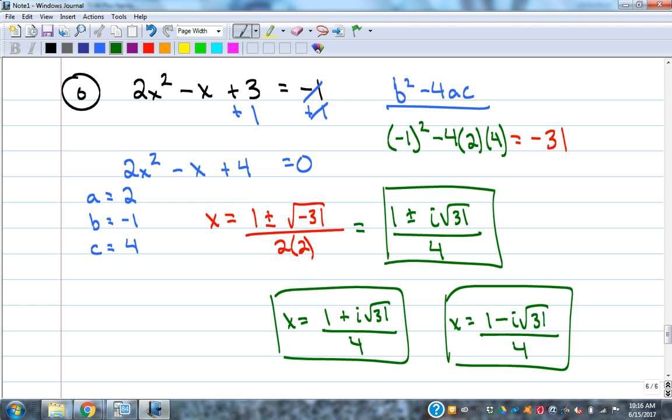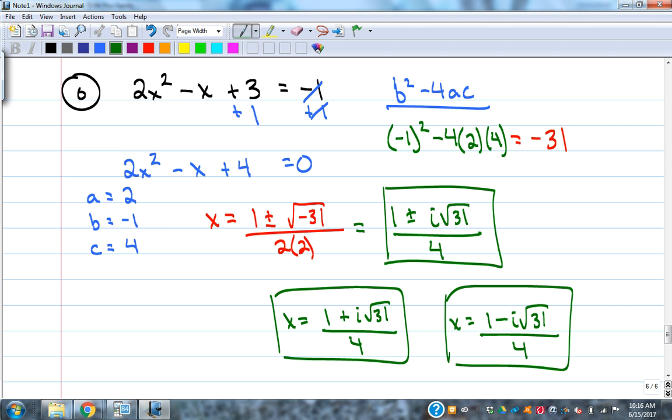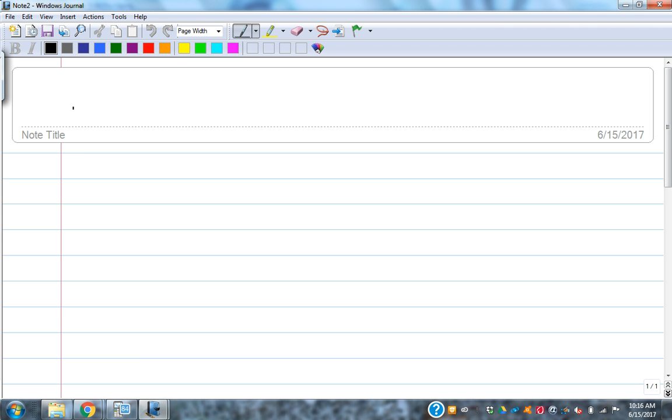So let's look at some application problems. So next section, section 1.5 is applications with quadratics.